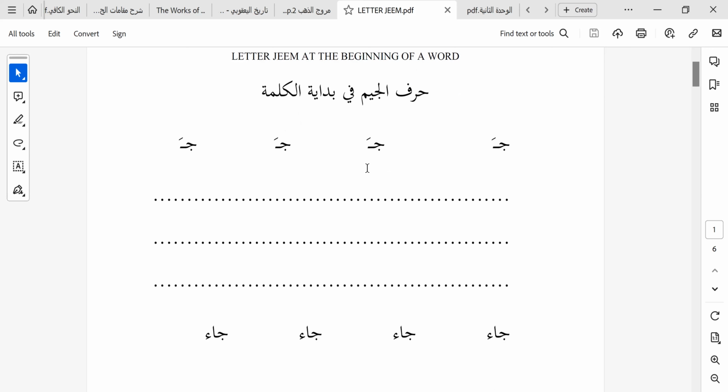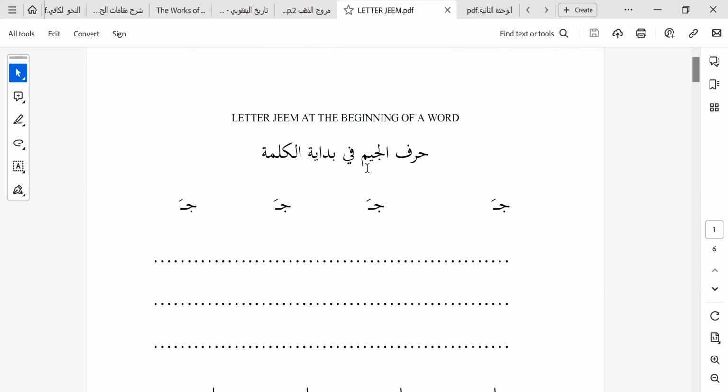So the note you are seeing here is the lesson note. I'm going to take you now to the whiteboard. As you can see, this is the letter Jeem, the normal letter Jeem. Okay, the Jeem is written this way. However, this is Jeem in its isolated position.